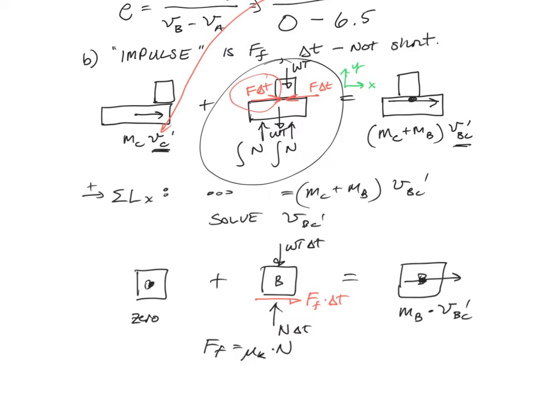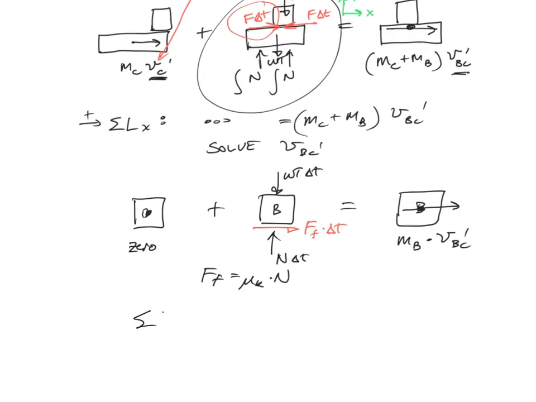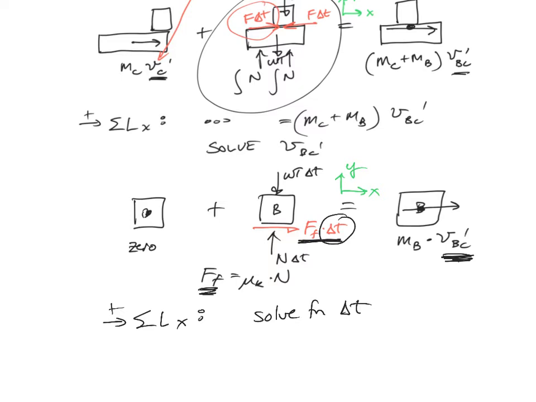So as we look at linear momentum in the x direction, again, not being hasty with our coordinate system. So if I sum linear momentum in the x direction, that is now active. And because I know the force of friction, because it's calculated statically, now I've got the ability to solve for delta t, because I know this velocity from solving for it with the whole system.